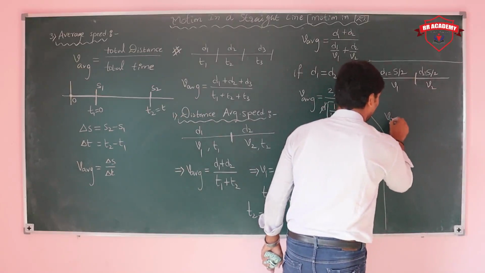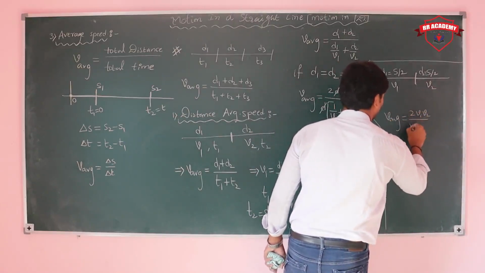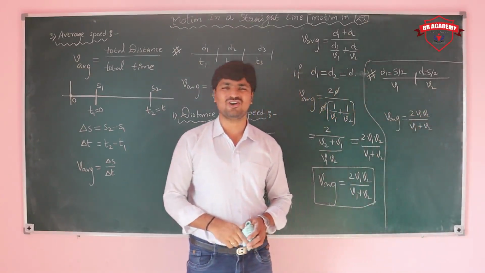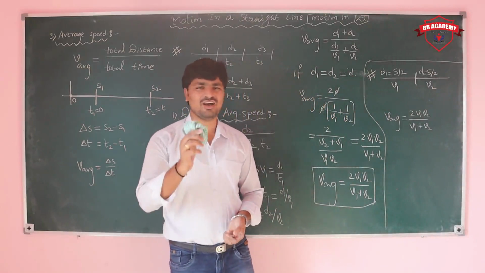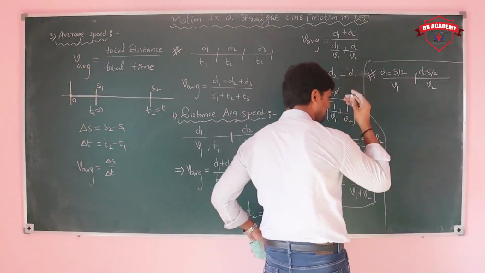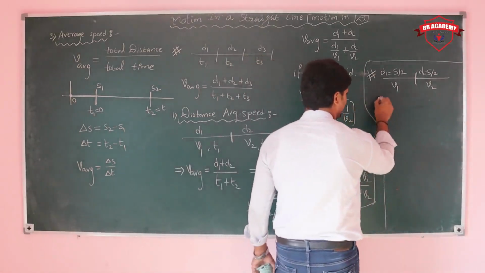You can write directly the average speed is equal to 2v1v2 upon v1 plus v2. Yes or no? Is it possible to write or not? In case you are finding any confusion, let's go to the explanation. See here, what you can write?